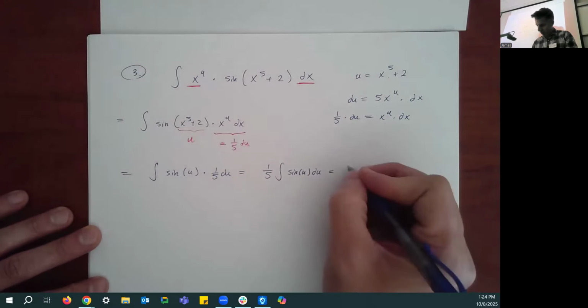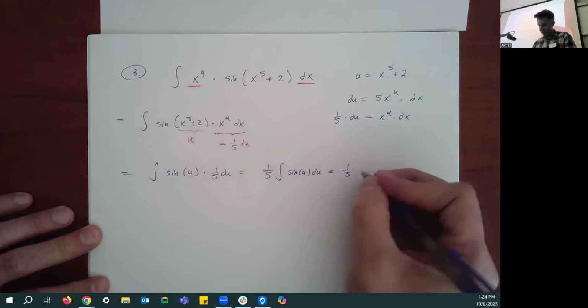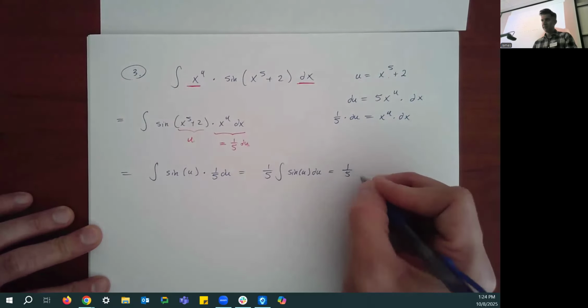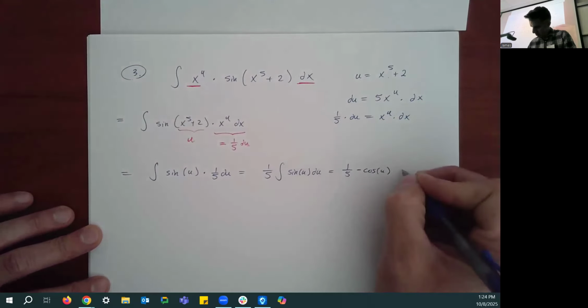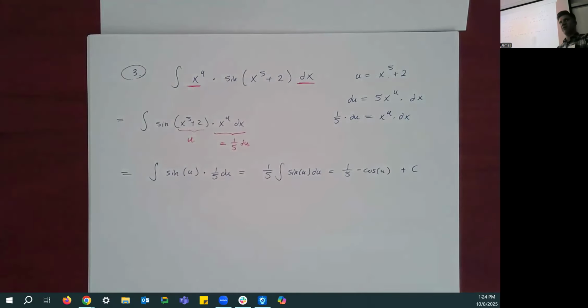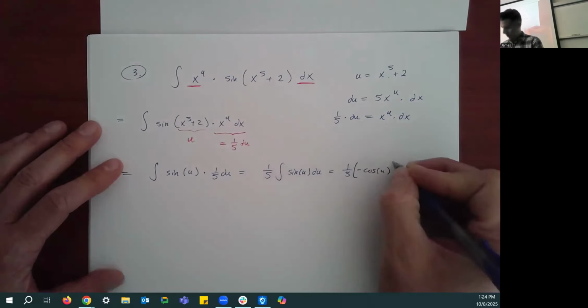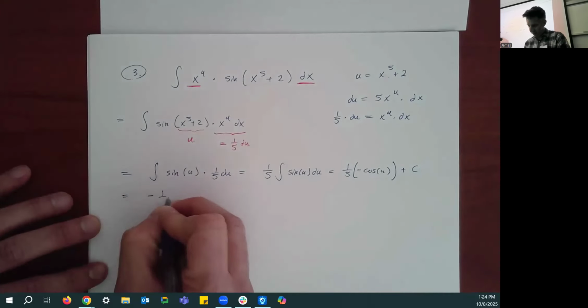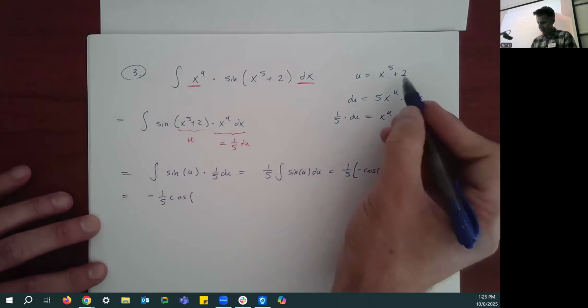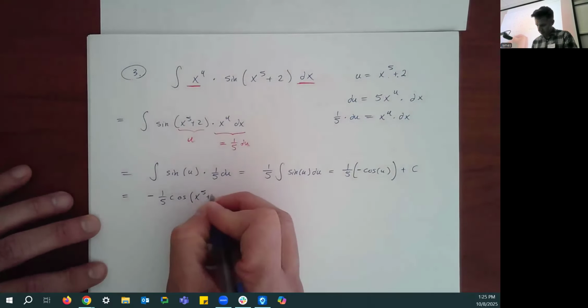We integrate, we get 1/5 times the antiderivative, sine is negative cosine. So I'm going to write something kind of wrong for a second. If you write it like that, even though you might mean multiplication, it looks like I've written 1/5 minus cosine of u. If I want to write 1/5 times negative cosine of u, you really shouldn't use a dot. You should really use parentheses here. So I should say 1/5 times negative cosine of u. And then what I should really do is write the negative out in front. So this is really equal to negative 1/5 cosine of x to the fifth plus 2, plus c.